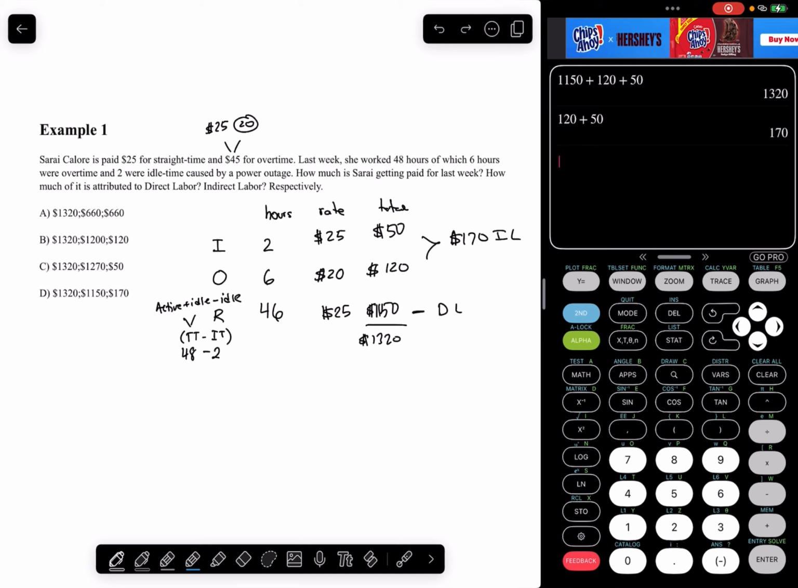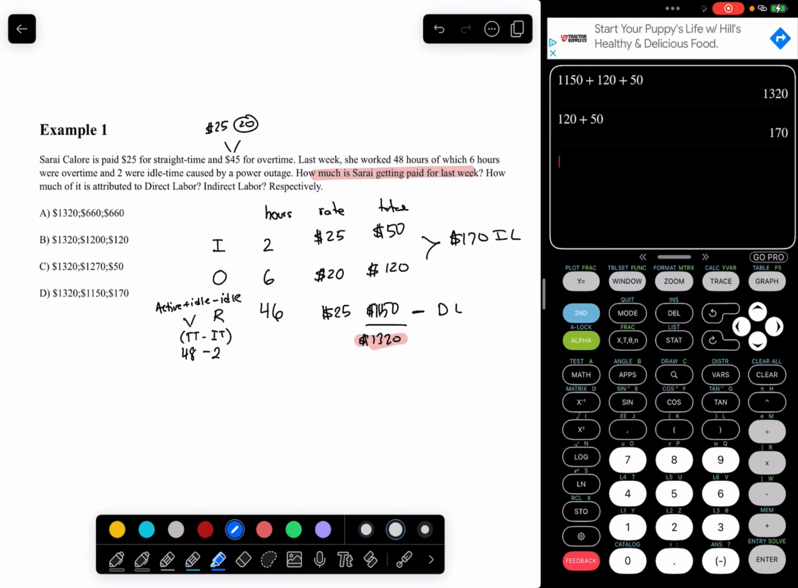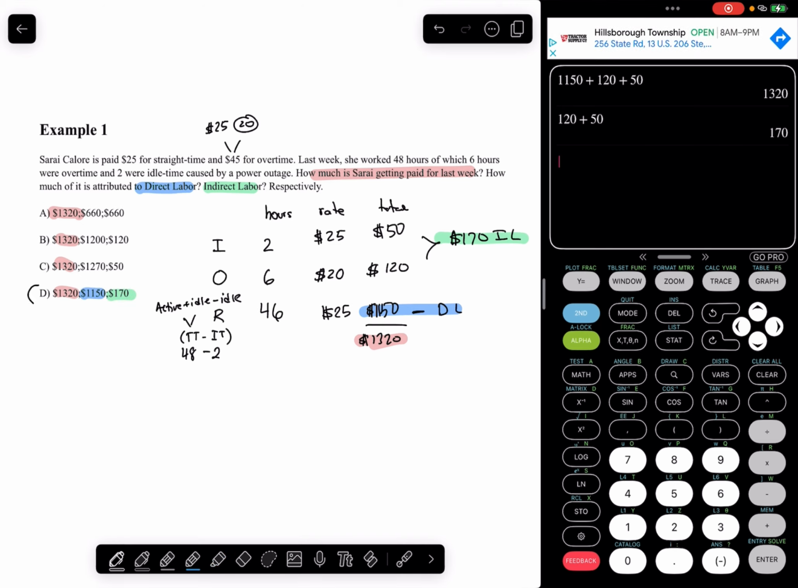Same thing with overtime. So then how much is I getting paid for last week? That's this, $1320. How much of it is attributed to direct labor? $1150. How much of it was indirect labor? $170. $1320. All of them have $1320. Direct labor is $1150. Indirect is $170. So the answer is D.